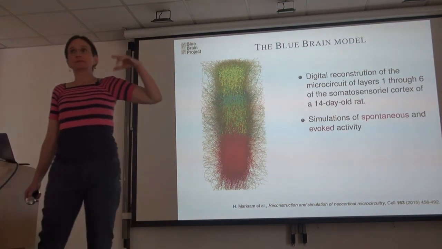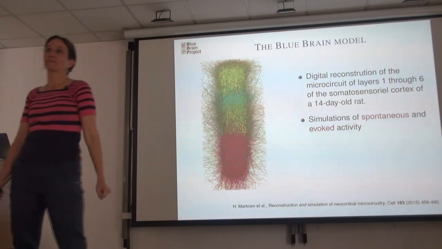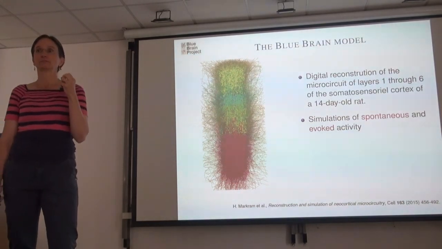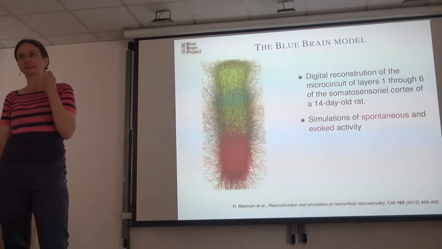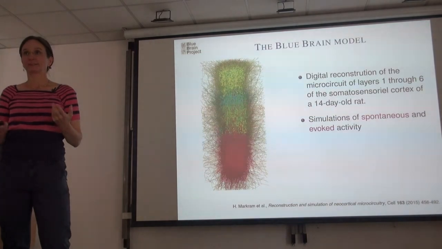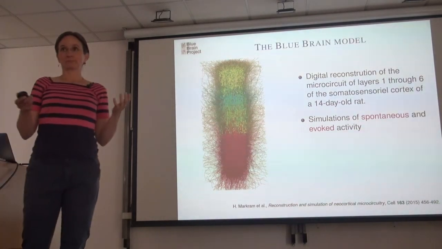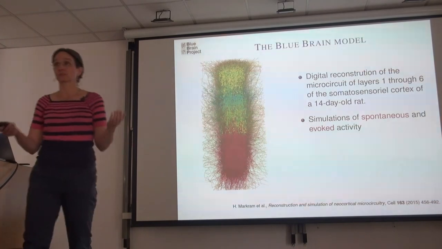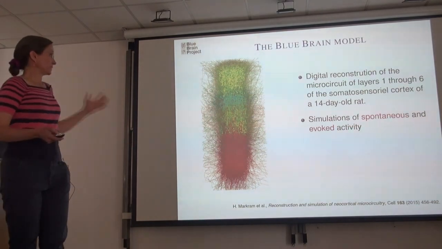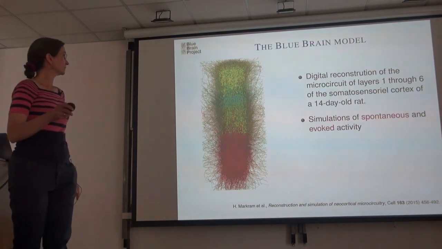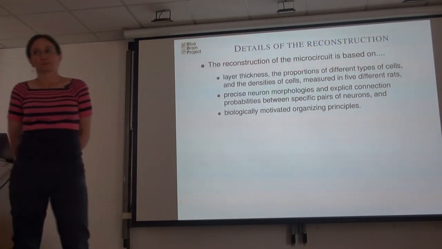And so they not only reconstructed the structure of this part of the brain, they also arranged it so that you can actually evoke activity in the brain by inputting some kind of stimulus, or just look at spontaneous activity. Because even when you're not really doing something, your brain is active. It does spikes all over the place and so on. And so they wanted to model this. So, a few details of the reconstruction.